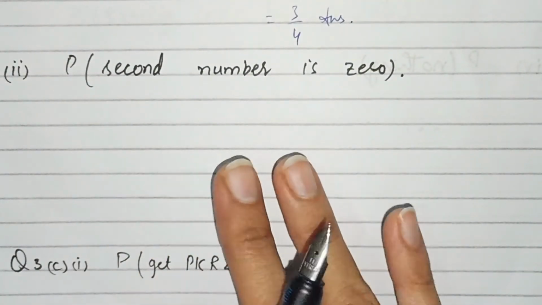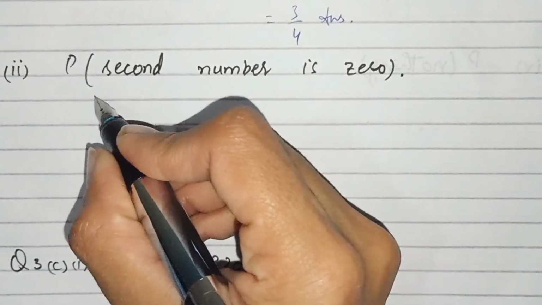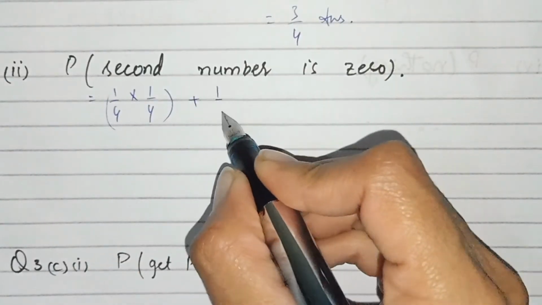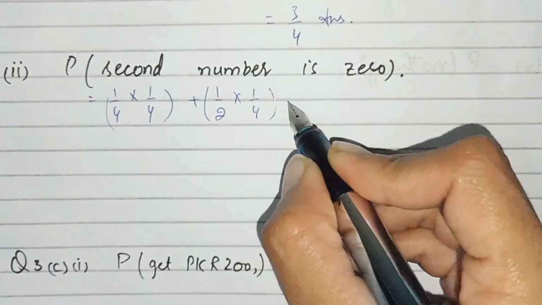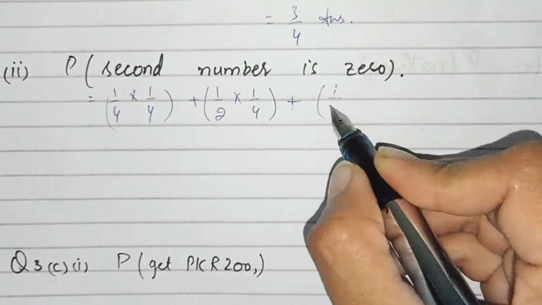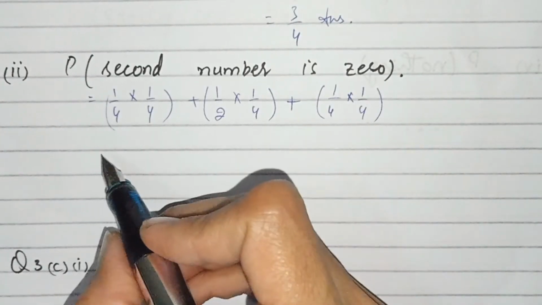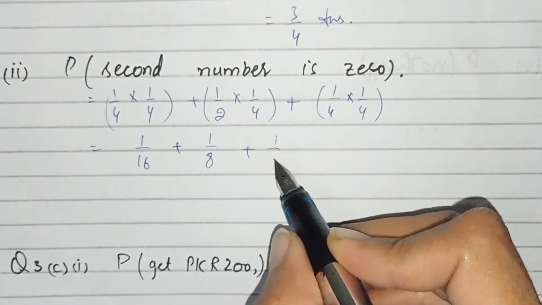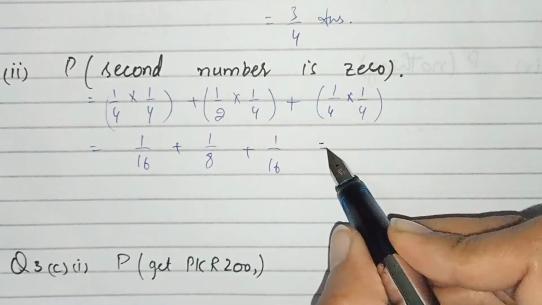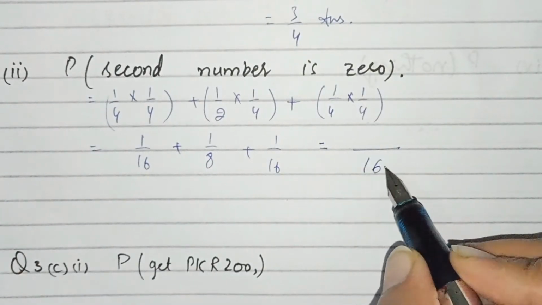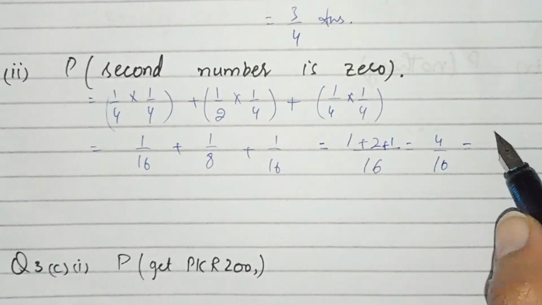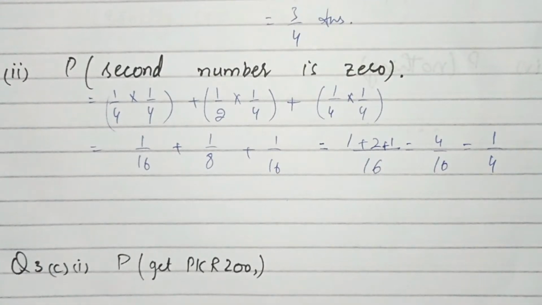Now the probability that the second number is 0. The probability is 1 by 4 and 1 by 4, 1 by 2 and 1 by 4, plus 1 by 4 and 1 by 4. Now we have to solve it. 1 by 16, 1 by 8 and 1 by 16. And by taking the LCM 16, we get 1, 2, 1. We get 4 by 16, and that comes to 1 by 4. This is the probability that the second number is 0.